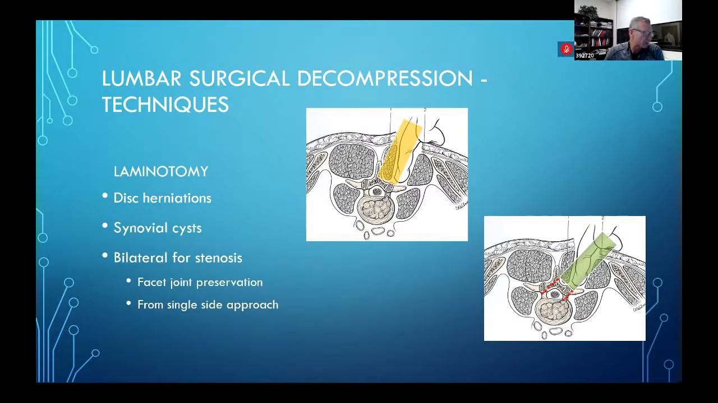I do laminotomies for almost all of my spinal stenosis now, almost always for disc herniations and synovial cysts. I will oftentimes do bilateral versions, so I'll put that angular approach from both sides to decompress central stenosis bilaterally, leaving the spinous process intact if possible and part of the lamina intact. And I try to preserve as much of the facets as I can to preserve stability.